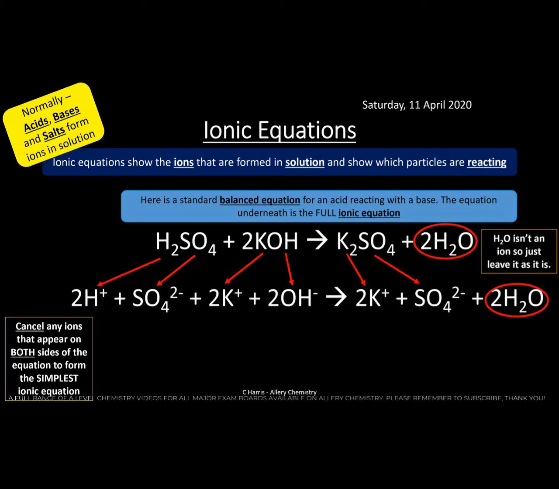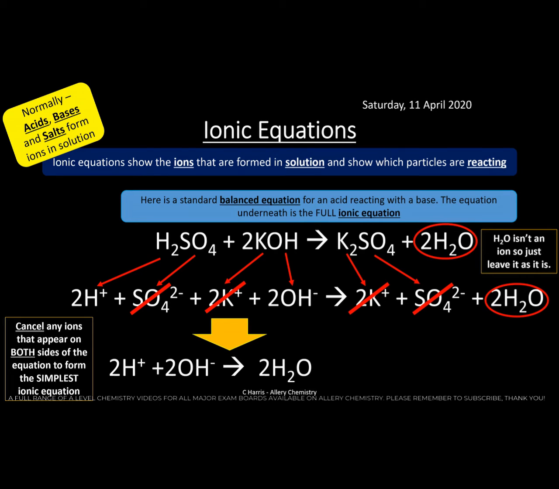So what we need to do, because we've got the ions, we've expanded this equation and brought in the ions. We need to cancel any ions that exist on both the left and the right because they cancel out, and we simplify this ionic equation. So this is what we're going to do now.